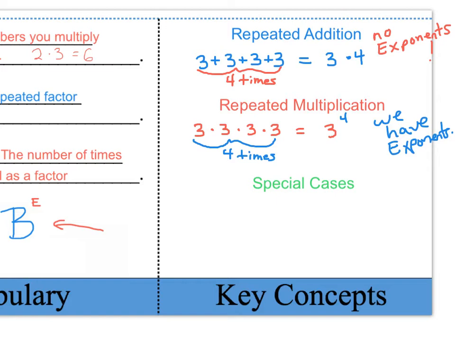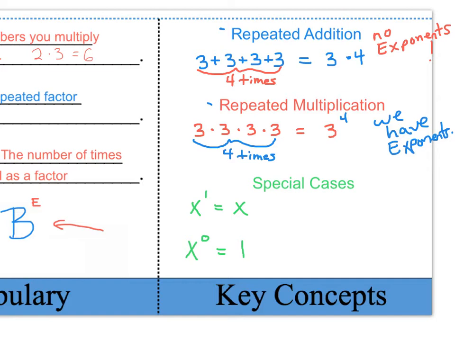So let's clarify one more time. Repeated addition, no exponents. Repeated multiplication, we use exponents. Here are some special cases. If I have a number, let's call it x, and I have x to the first power, my answer will always be the base itself. However, if I have x to the 0 power, now my exponent is 0, my answer will always be 1.